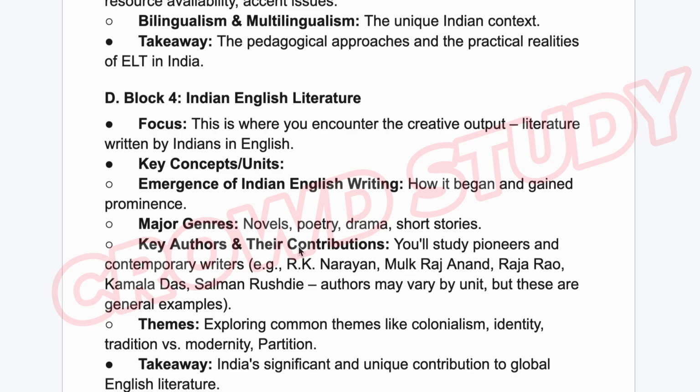Key authors and their contributions in block number 4. You will study pioneers and contemporary writers, for example, R.K. Narayan, Mulk Raj Anand, Raja Rao, Kamala Das, Salman Rushdie. Authors may vary by unit, but these are general examples.